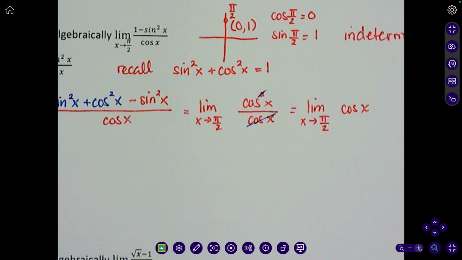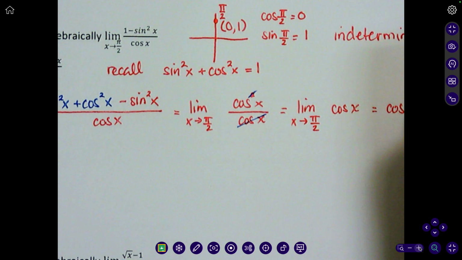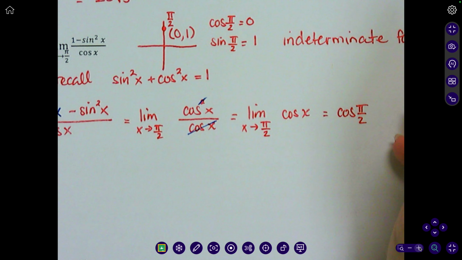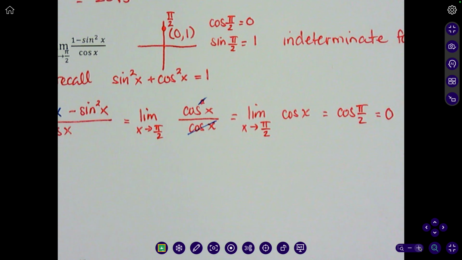Once your ratio is gone, now you can plug in pi over 2. So cosine of pi over 2. Again, once you plug in the value, you can forego writing the limit. Cosine of pi over 2, we have it up here. It is 0. So your answer is 0. How are we doing? Question? Okay, let's do the last one.